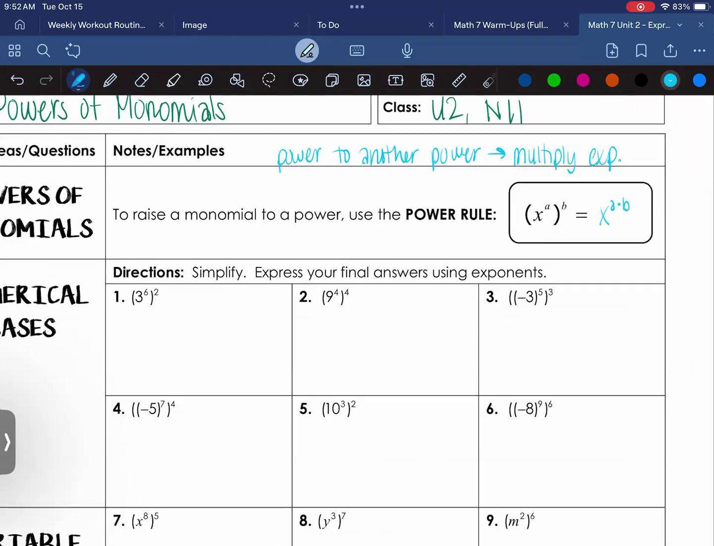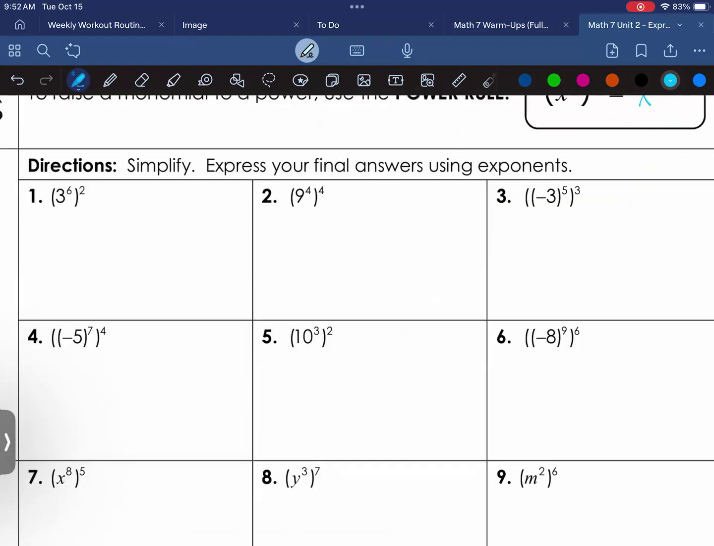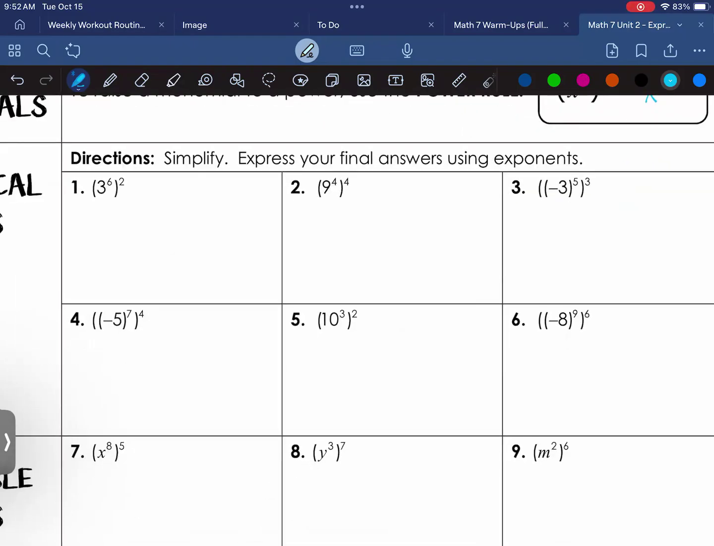So the first 6, we have a number as our base. That won't change, so I'm just going to rewrite my base of 3. And then we are going to multiply our exponents together. 6 times 2 equals 12, so I now have 3 to the 12th power. And that's it. Go ahead and do number 2 and 6 on your own.